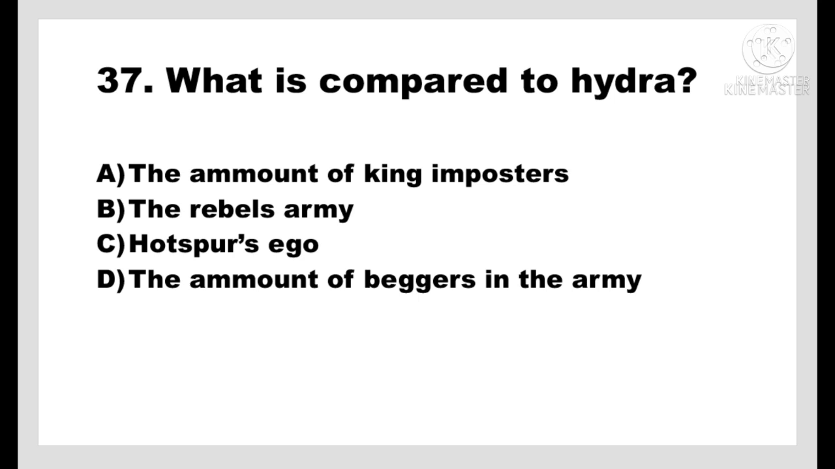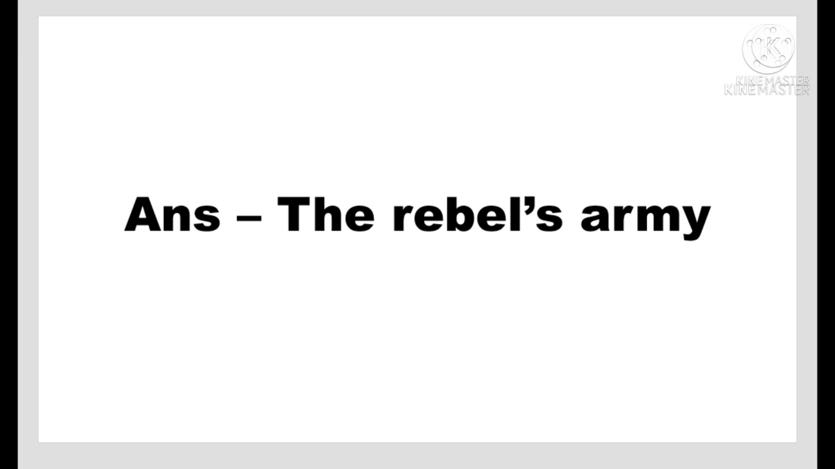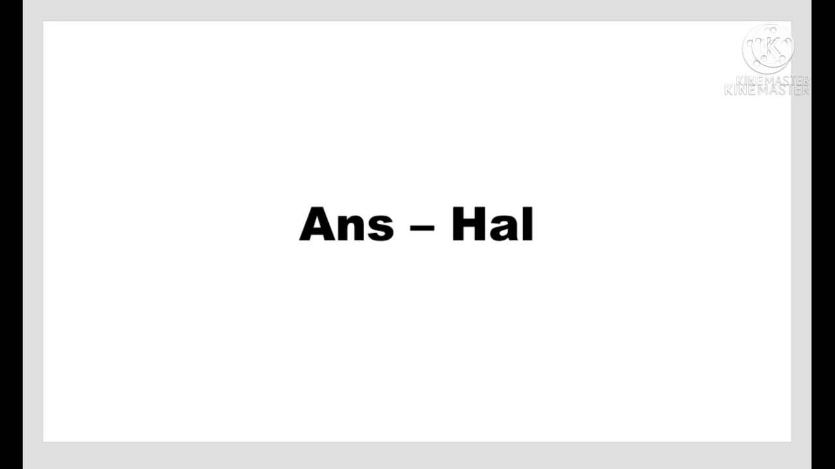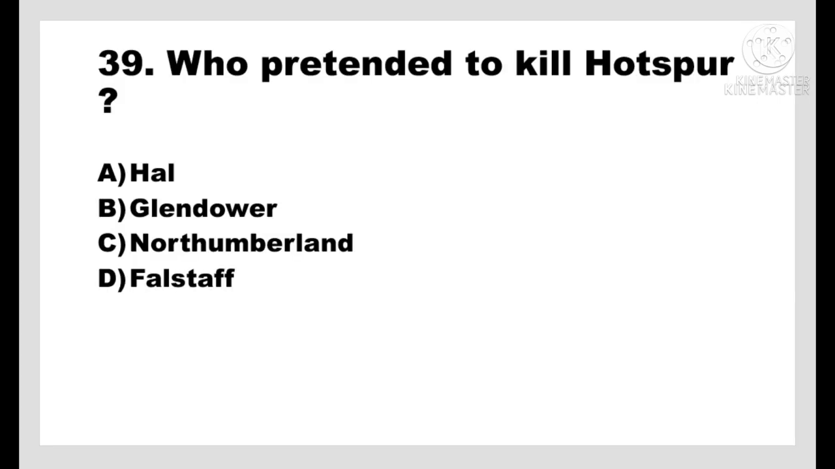What is compared to Hydra? The amount of king impostors, the rebels' army, Hotspur's ego, the amount of beggars in the army. Answer: the rebels' army. Who kills Hotspur? Hal, Hotspur killed herself, Northumberland, Falstaff. Answer: Hal.